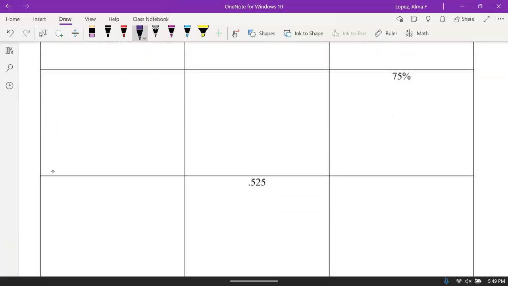75%. To convert a percentage to a decimal, FDP, we're going to go 2 to the left. So 1, 2. It's going to be 0.75. To get the fraction version of it, 75 tenths, hundredths. 75 100ths is equal to 3/4.